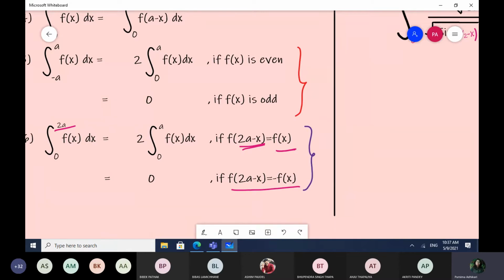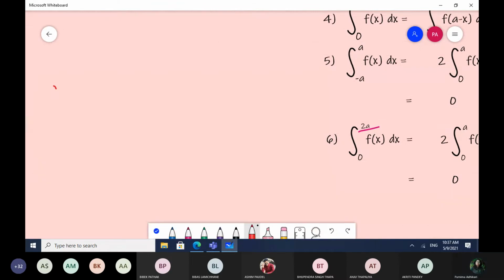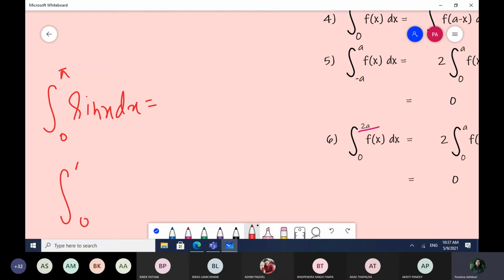Okay, so let me explain this with an example. The integral from 0 to pi of sin x dx. Can you tell me the result for this? And the result for this, the integral from 0 to pi of cos x dx.